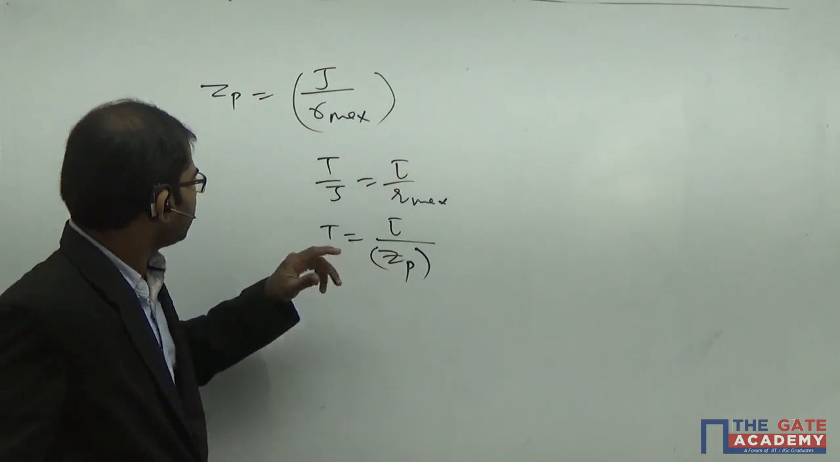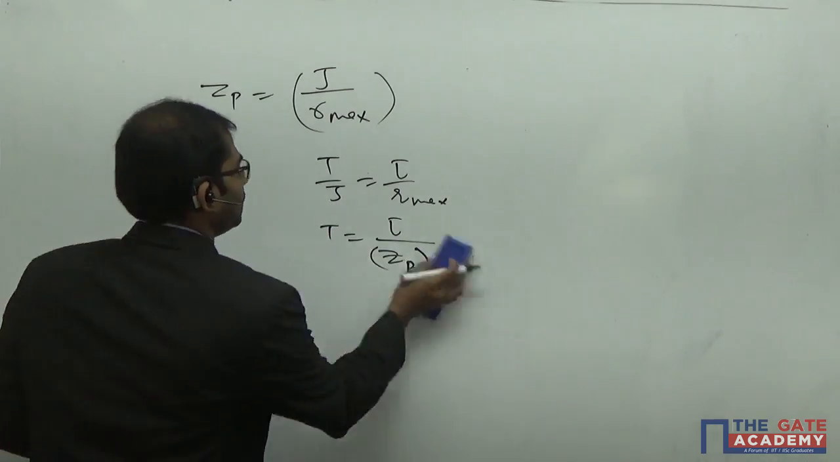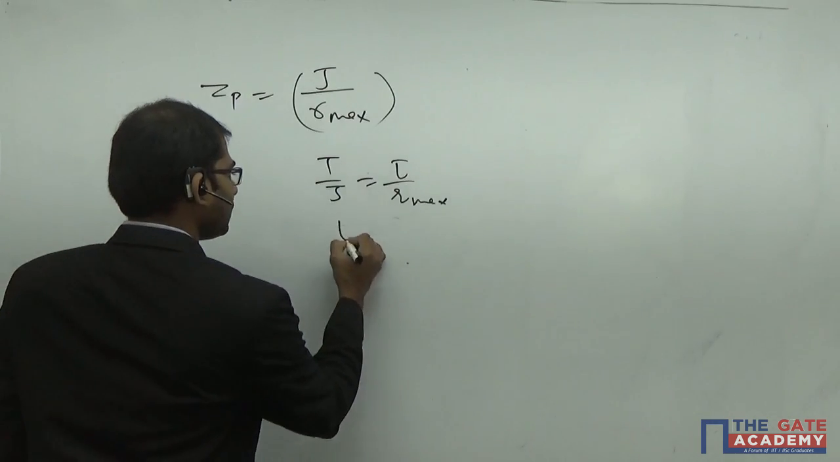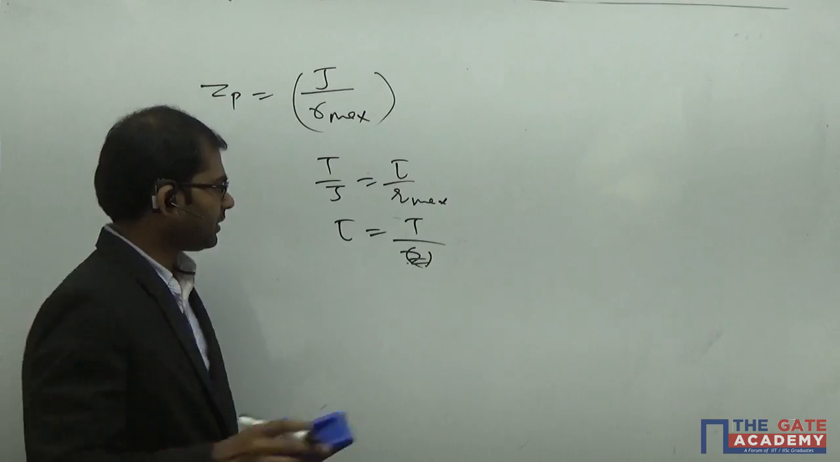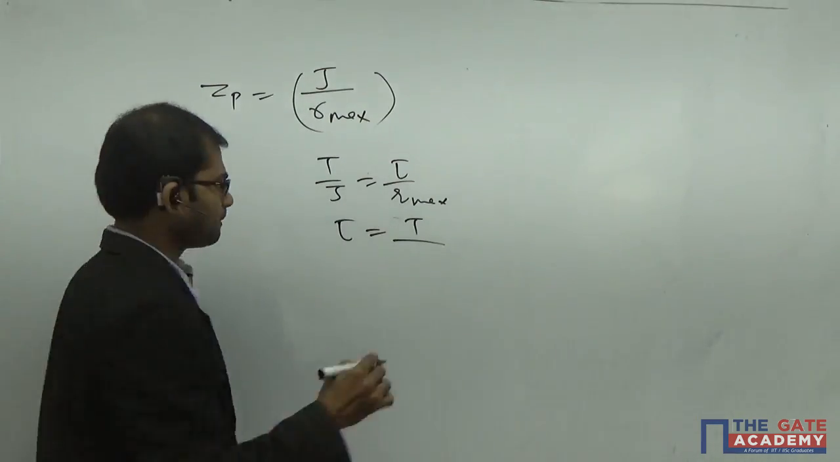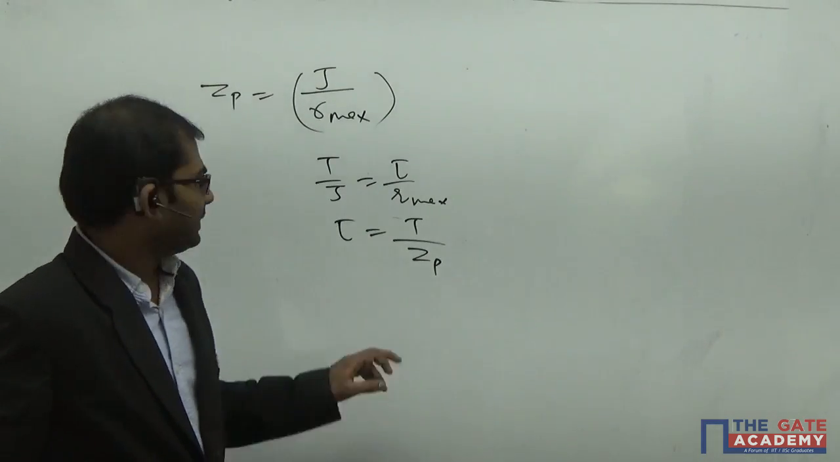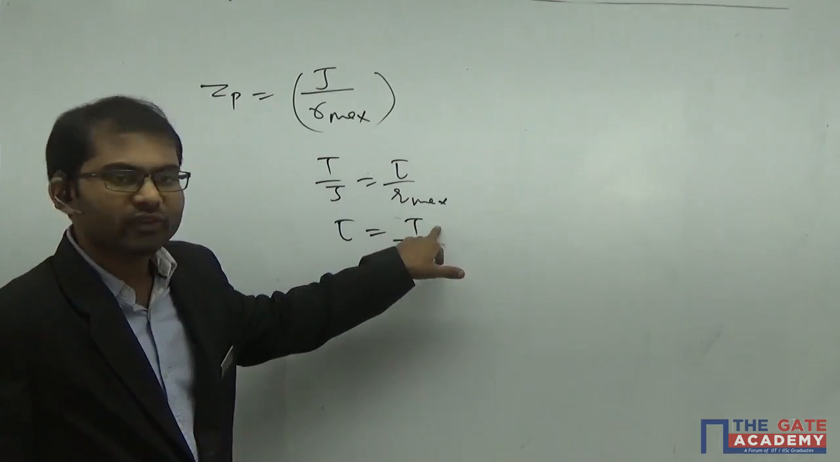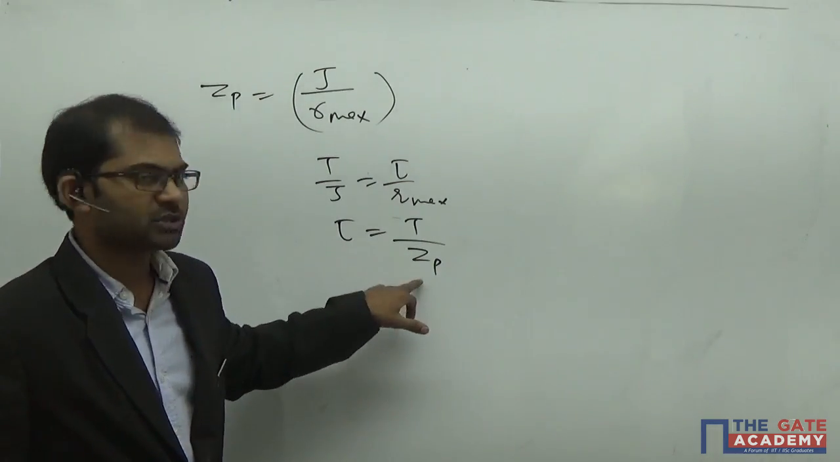Understand? Just a minute. Sorry, this is wrong here. Tau is equal to T by ZP here. Tau is coming as T by ZP. So this equation says that for a torque value which is applied as T here, the shear stress induced tau is inversely proportional to ZP.